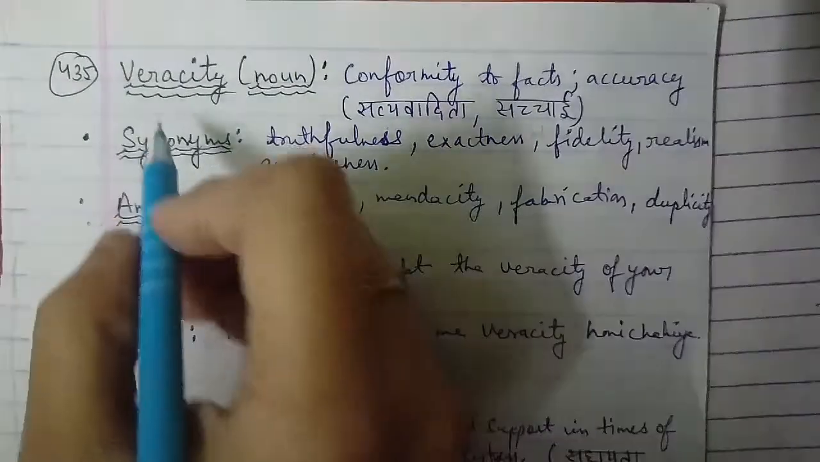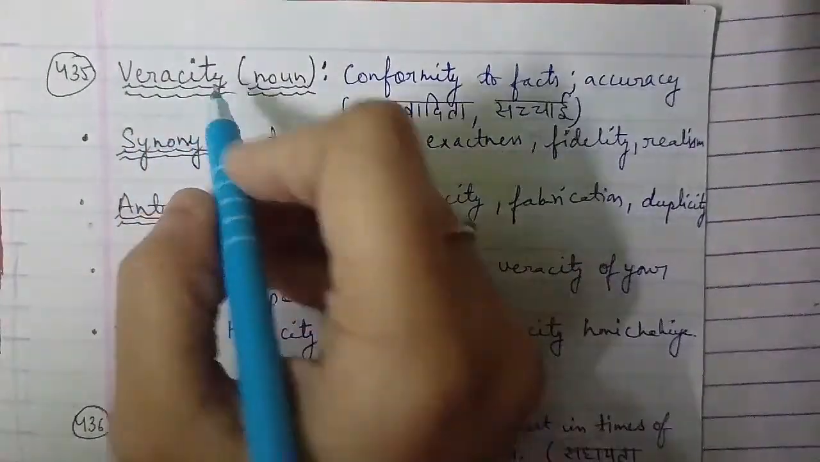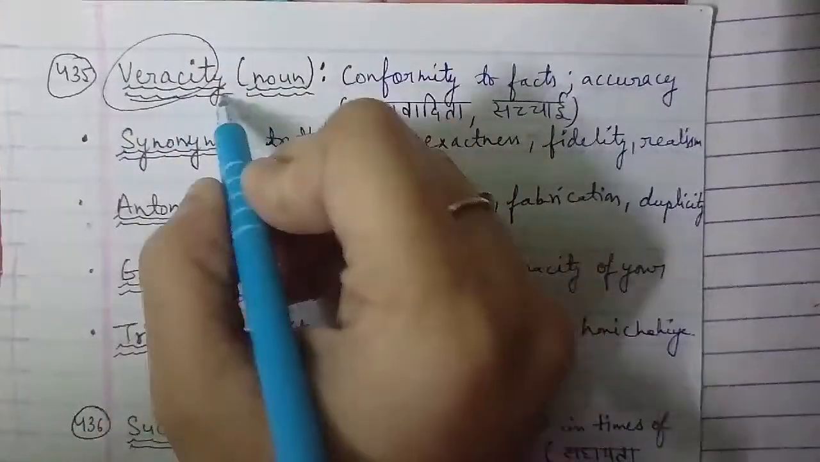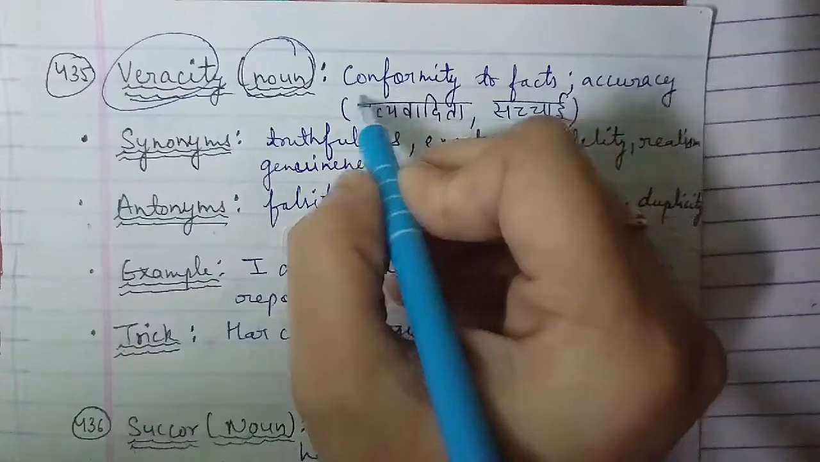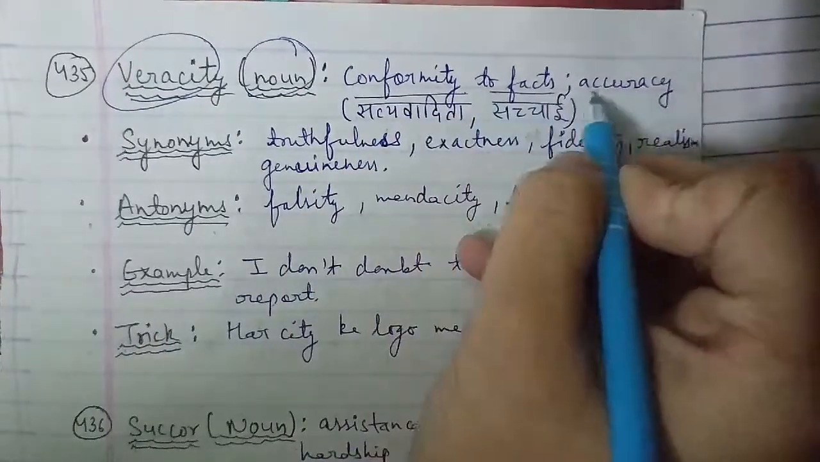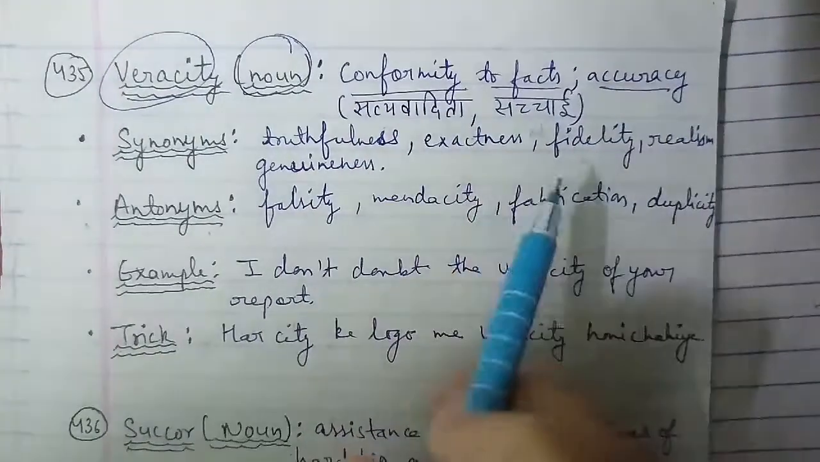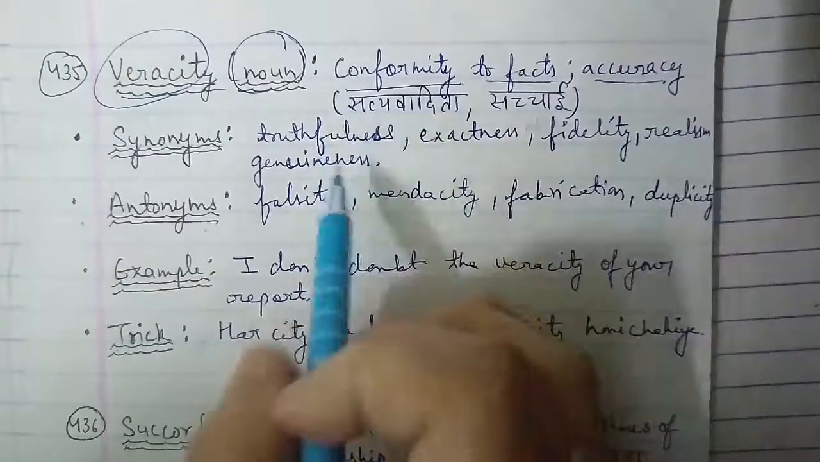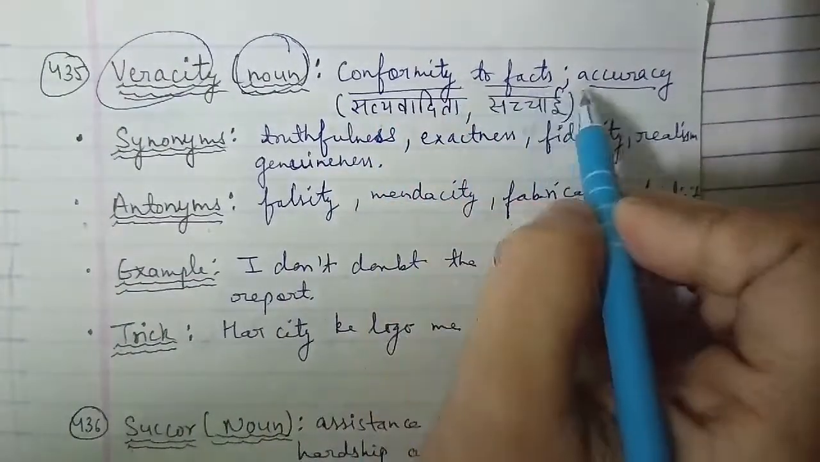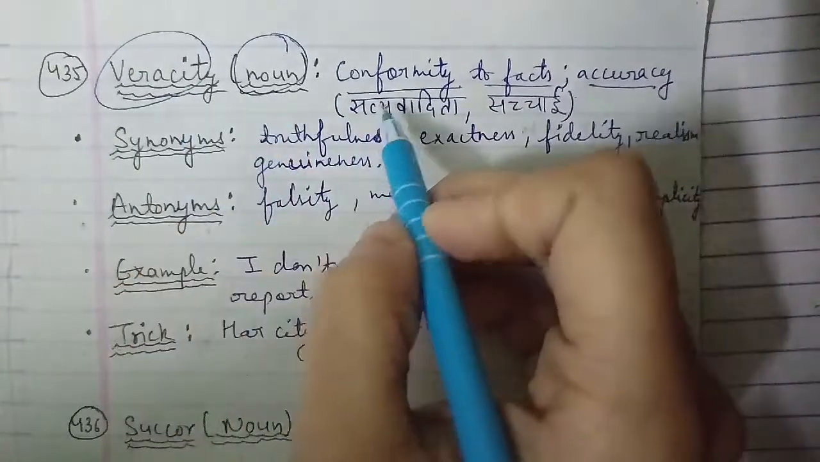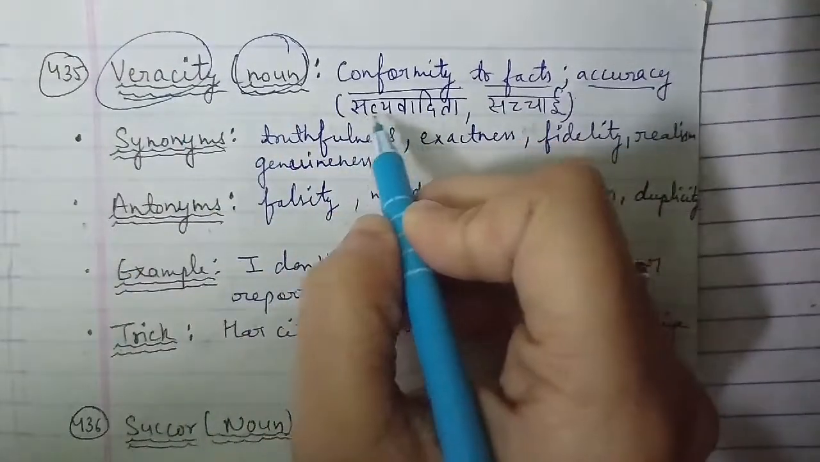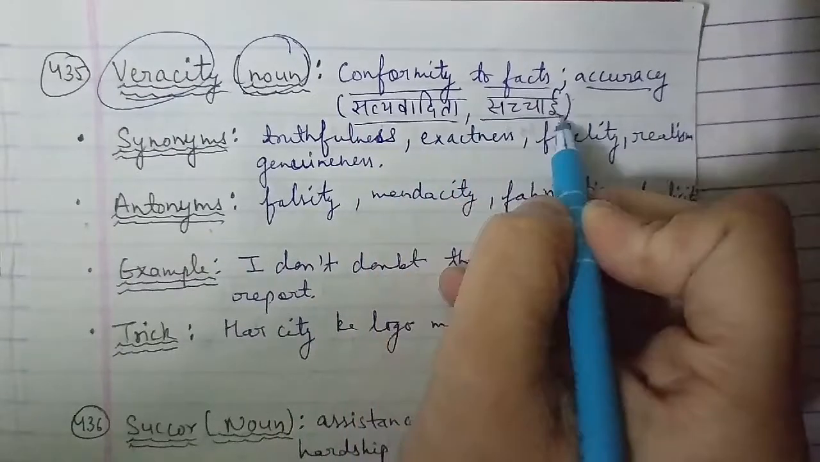The trick to learn this word is, हर सिटी के लोगों में veracity होनी चाहिए. तो हर सिटी के लोगों में veracity होनी चाहिए. It means हर सिटी के लोगों में सच्चाई होनी चाहिए. Now talking about the next word, that is the 436th word, and that is succor. Succor is a word that is used as noun, and the meaning of succor is assistance and support in times of hardship and distress.